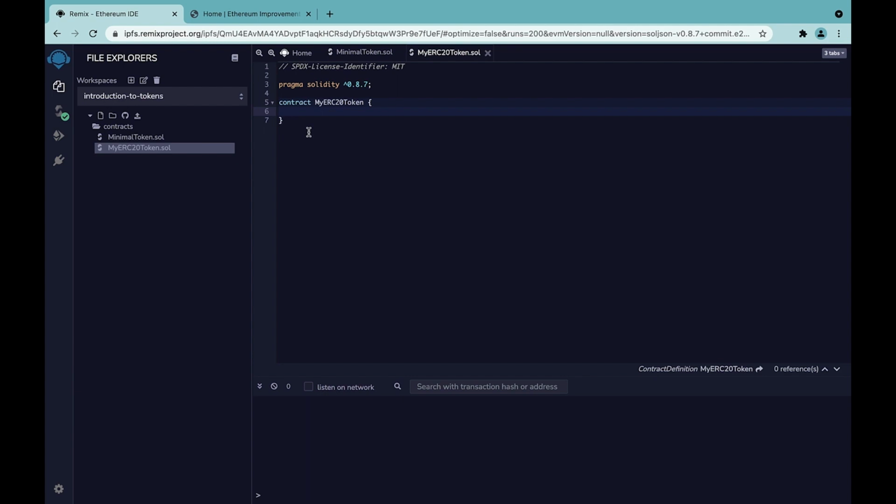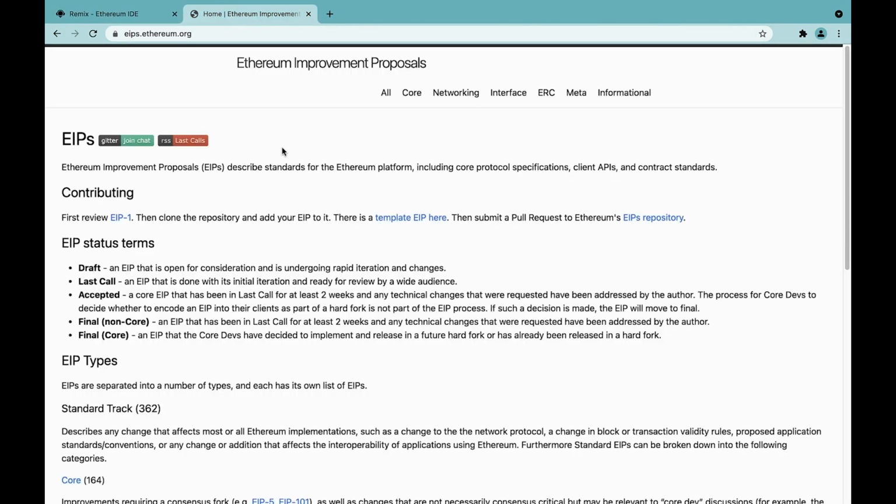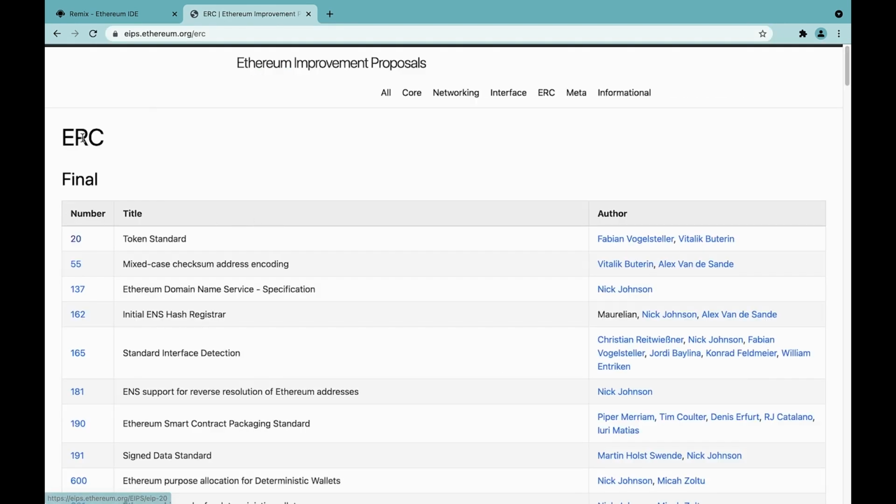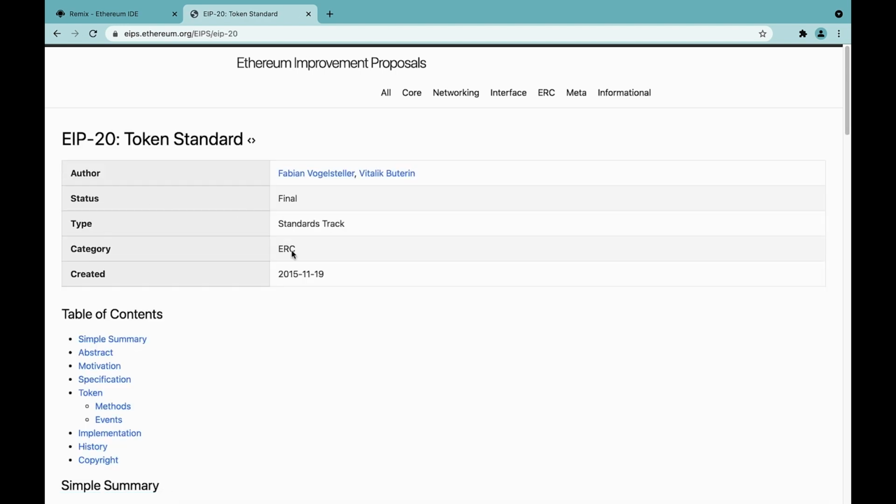Now, let's analyze the anatomy of an ERC20 token. To do so, we need to go to the Ethereum Improvement Proposals website, where we're going to be able to see all the standards. Okay? Here we can find the ERC20 token standard. And let's see.